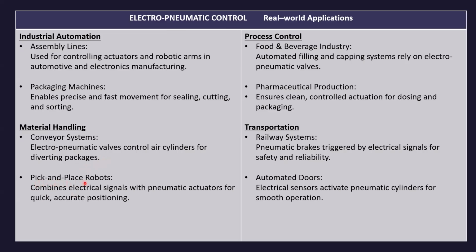pick and place robots combine electrical signals with pneumatic actuators for quick, accurate positioning. Pick and place robots pick something from one place and place it in another place. All right. Process control, real-world applications: food and beverage industry. There's a difference between picking up a pop bottle and filling it up, which takes way less power than digging a hole with a backhoe. Right.